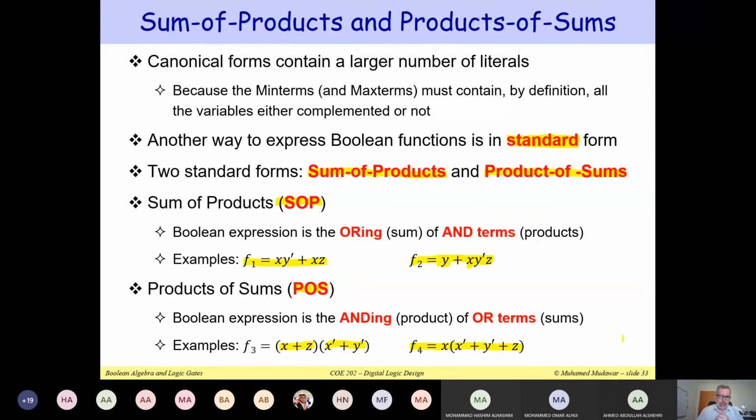In the case of the product of sums, again, you can have any number of terms. You can have 1, you can have 2, you can have 3. It does not really matter. But it has to be a product of sums. And they don't really have to be minterms or max terms. So it's different from sum of minterms and product of max terms. This is the meaning of sum of products and product of sums.